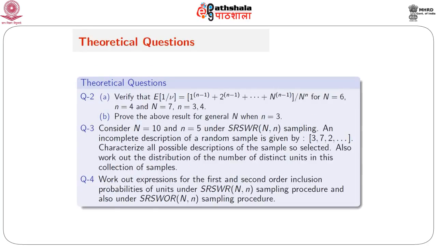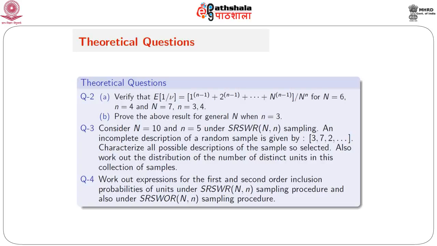Verify that the expectation of 1 over nu is 1 raised to the power n minus 1 plus 2 raised to the power of n minus 1 plus, and so on, plus capital N raised to the power of n minus 1, whole divided by capital N raised to the small nth power for capital N equal to 6, small n equal to 4, and for capital N equal to 7, and small n equal to 3 and 4. And prove the above result for general N when small n is 3. Okay. Let's take up the part B first.